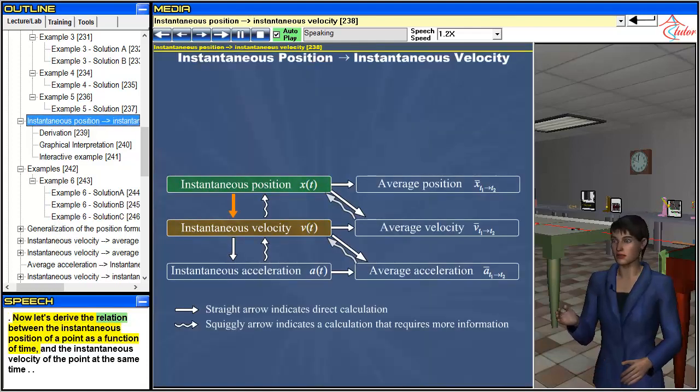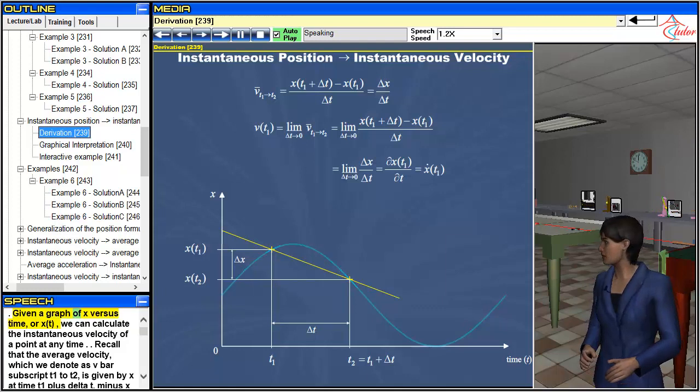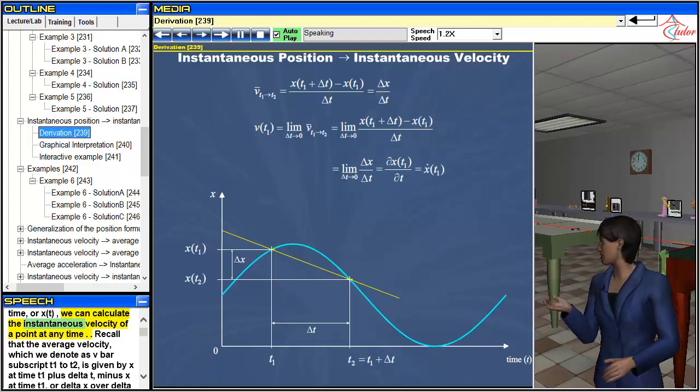Now let's derive the relation between the instantaneous position of a point as a function of time and the instantaneous velocity of the point at the same time. Given a graph of x versus time, or x of t, we can calculate the instantaneous velocity of a point at any time.